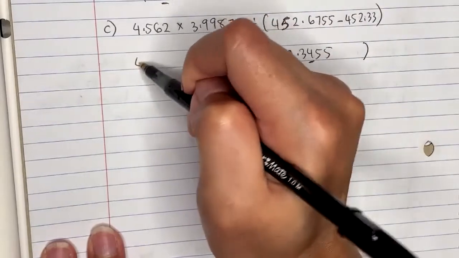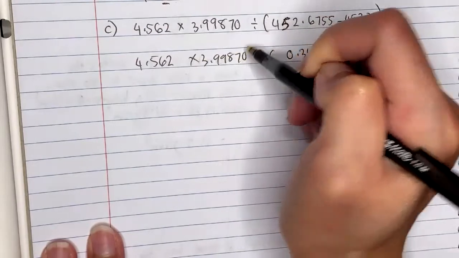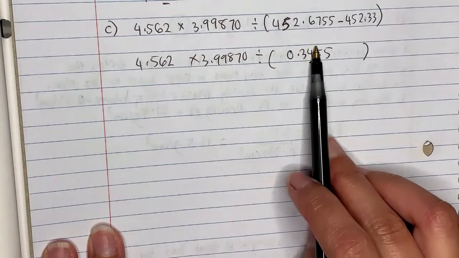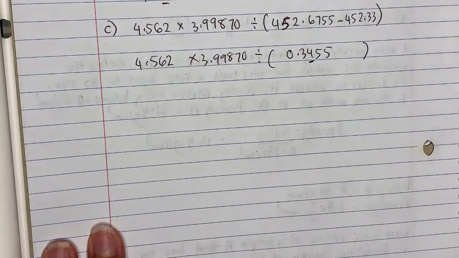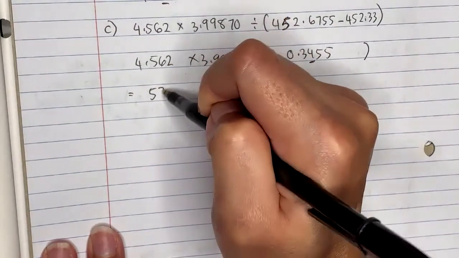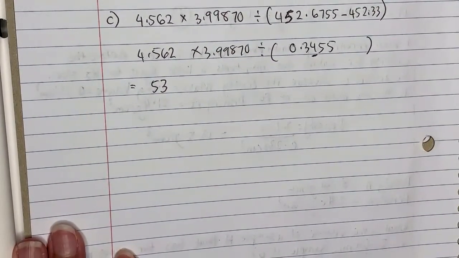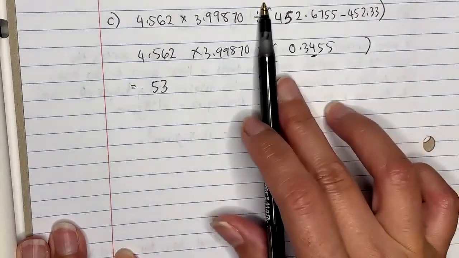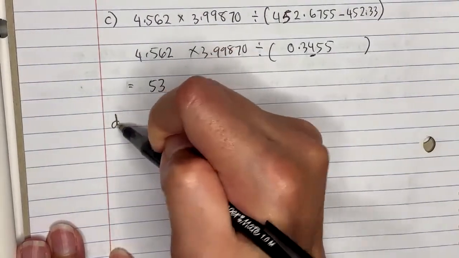I'll write down 4.562 times 3.99870. So this one has 2 sig figs, lots of sig figs, lots of sig figs. So my answer should have only 2 sig figs, okay? Which would then be 53 here once you put it in your calculator. It's a little unexpected to get just 2 numbers based on all these numbers of bits, because it's limited by this operation right here. Okay, so let's go to the next question.